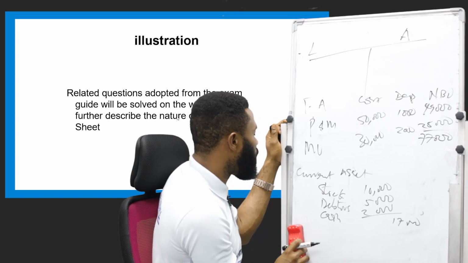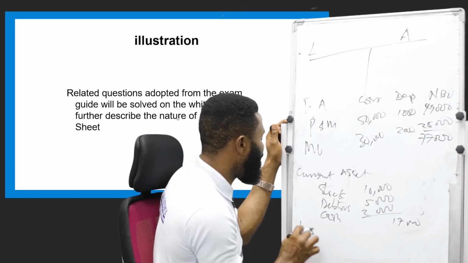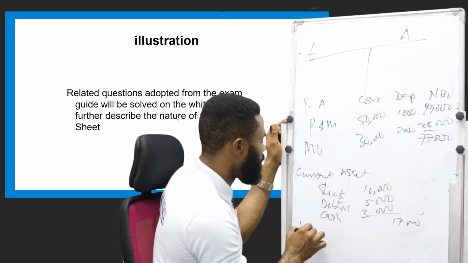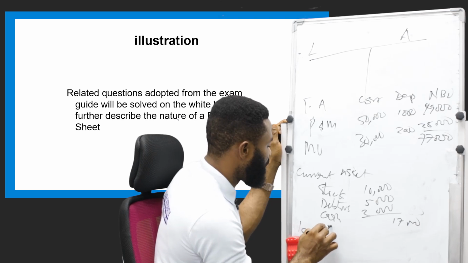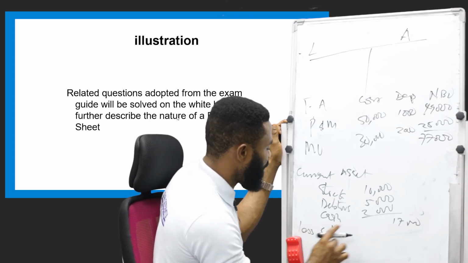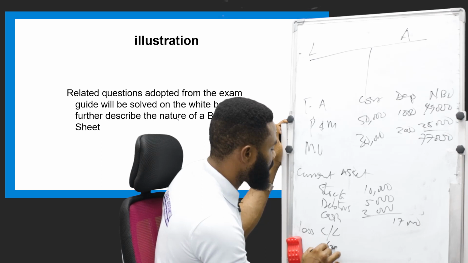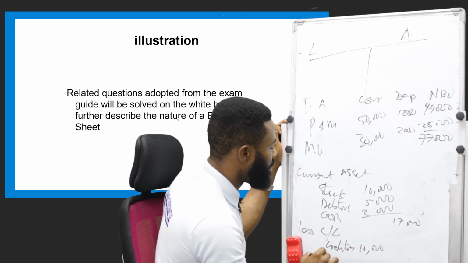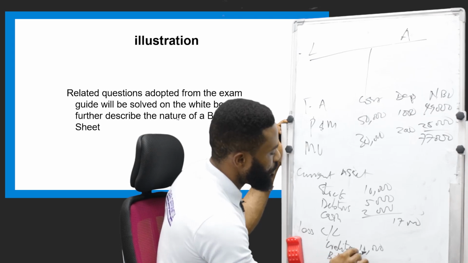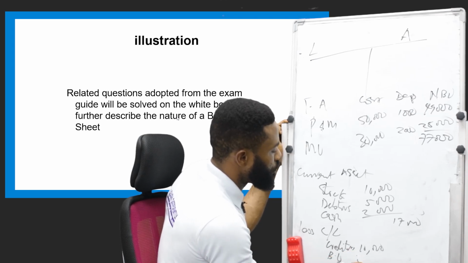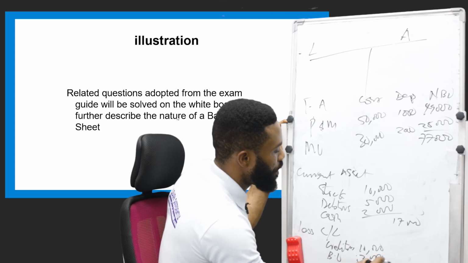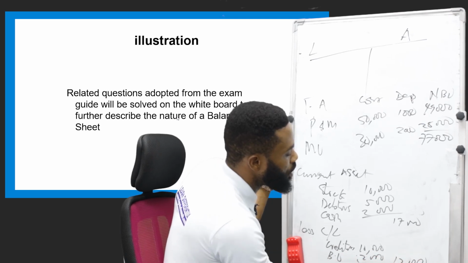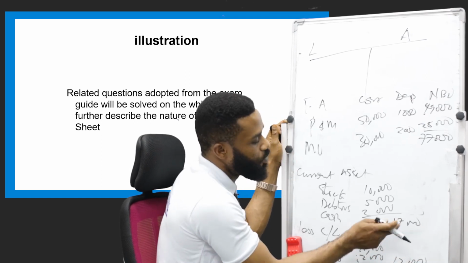You are now going to remove your current liabilities. Let's assume your current liabilities. We have creditors, 10,000. We have bank overdraft, 2,000. This is 12,000. So this 12,000 will be subtracted from here.